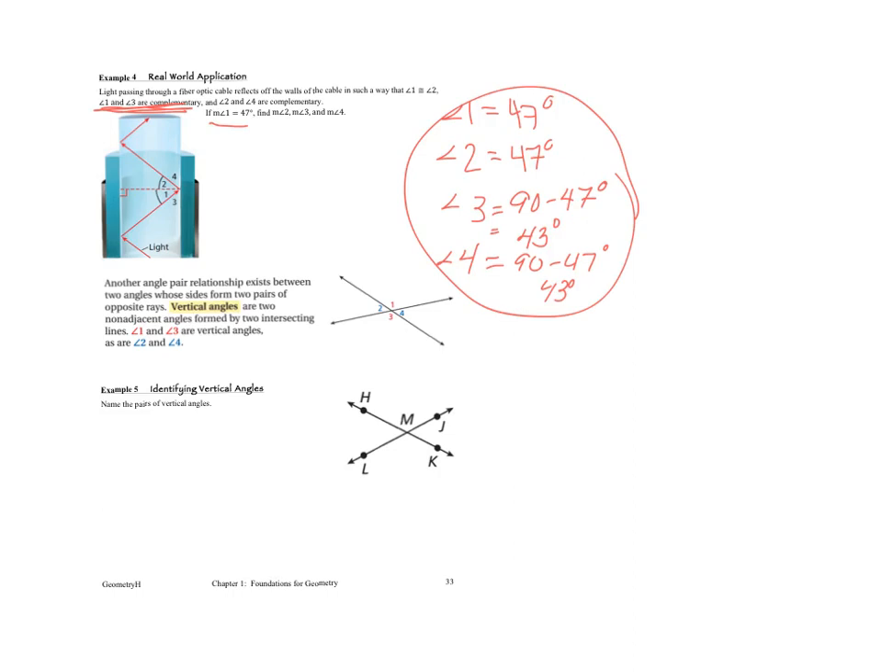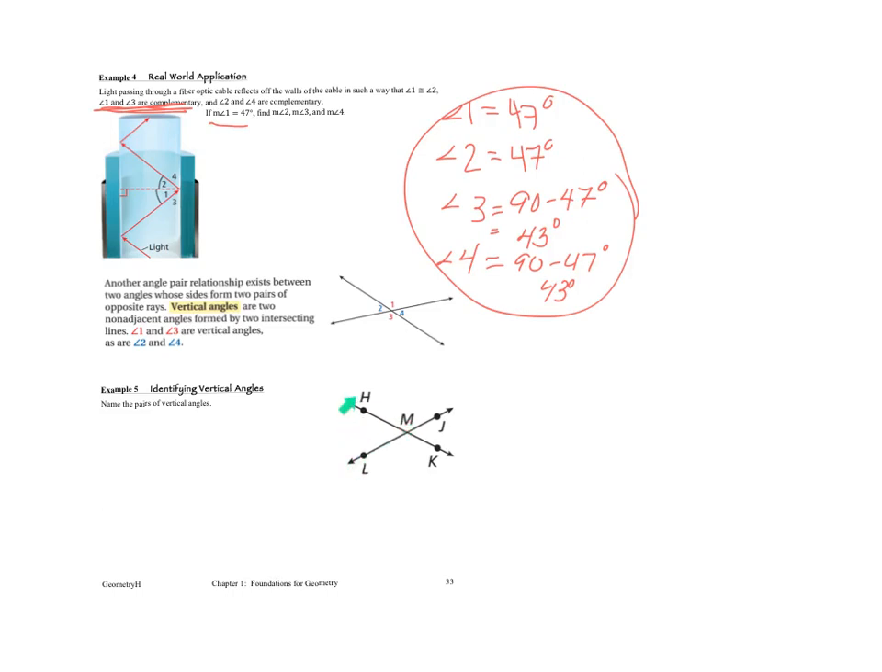Okay, this is really important. We're going to use vertical angles all year. So this next part here says, another angle pair relationship exists between two angles whose sides form two pairs of opposite rays. These are vertical angles. Okay, so it's really when we have an intersection and the angles opposite of each other are vertical. Vertical angles are congruent to each other, so that's really helpful to know. Angle 1 and angle 3 are vertical angles, and angle 2 and angle 4 are vertical angles.